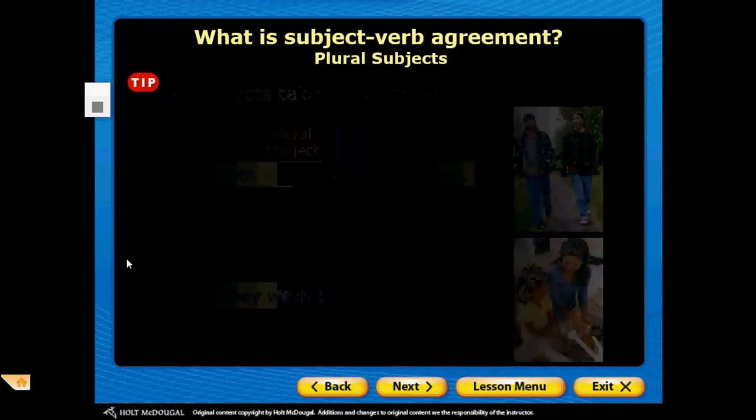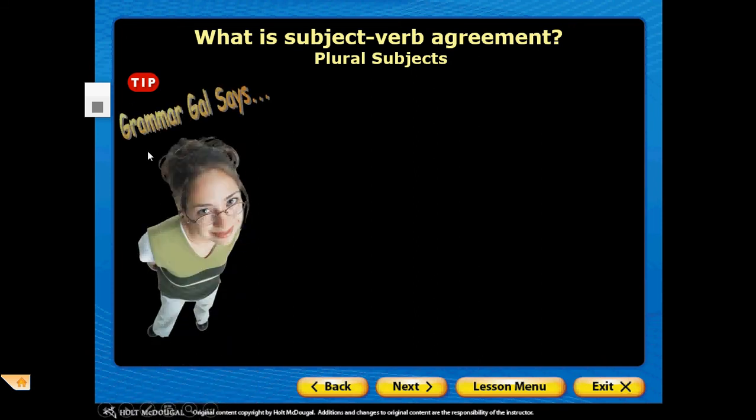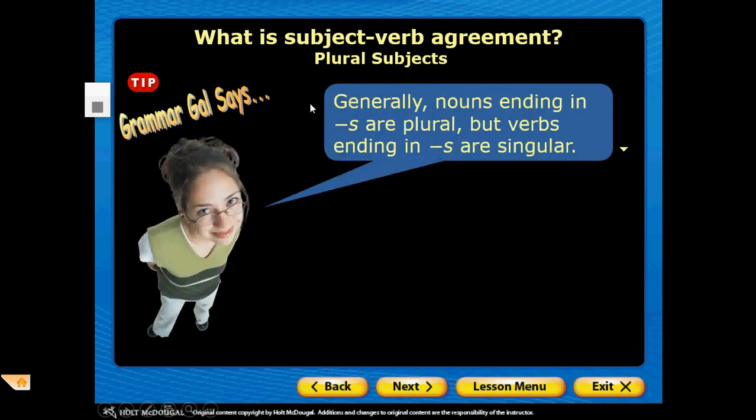Tip. Grammar Girl says: Generally, nouns ending in S are plural. So we're talking about nouns, remember. But verbs ending in S are singular. So the same inflection, S, when it is added to the noun becomes plural, and when it is added to the verb becomes singular. It comes with practice. It's not that hard. It's a bit confusing, especially for non-native speakers, but it comes with practice.